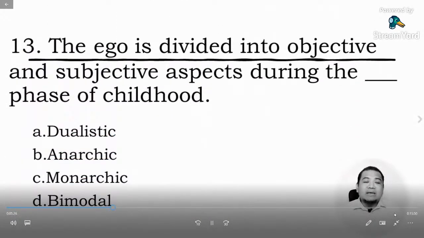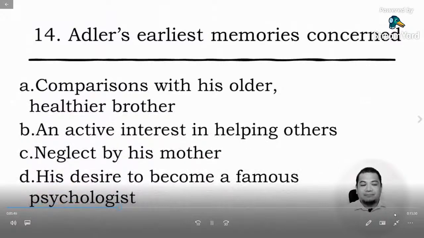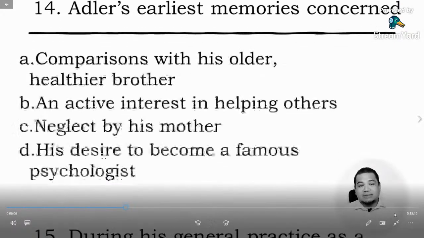Number 13. The ego is divided into objective and subjective aspects during the blank stage of childhood. Is it A. Dualistic, B. Anarchic, C. Monarchic, or D. Bimodal? Number 14. Adler's earliest memory concerned A. Comparison with his older, healthier brother, B. An active interest in helping others, C. Neglect by his mother, D. His desire to become a famous psychologist.